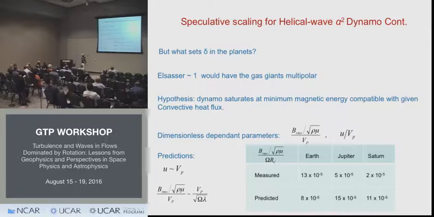There are a few things you could try. You could say, well, was it set by the fact that the Elsasser number is order 1? That's a very common rule that people working in planetary dynamo theory use. I think it's completely wrong.